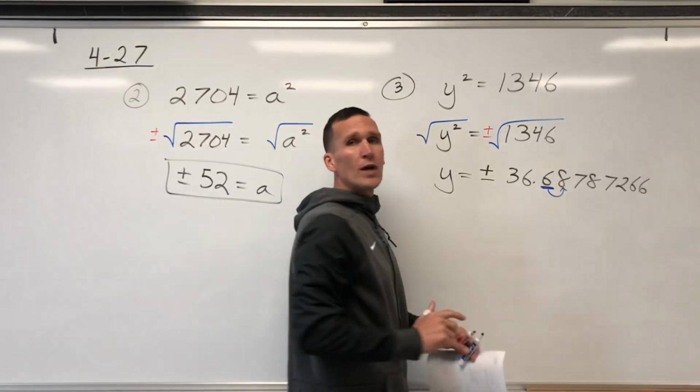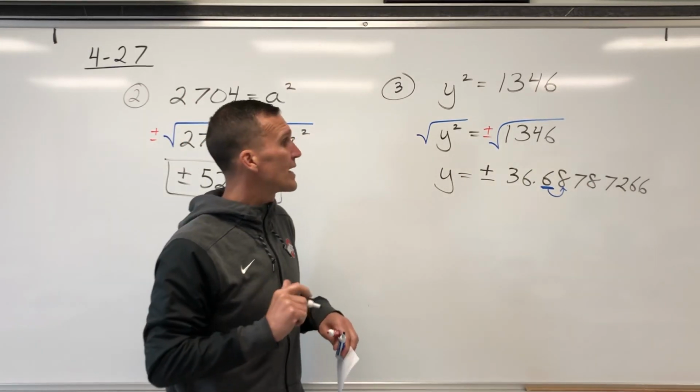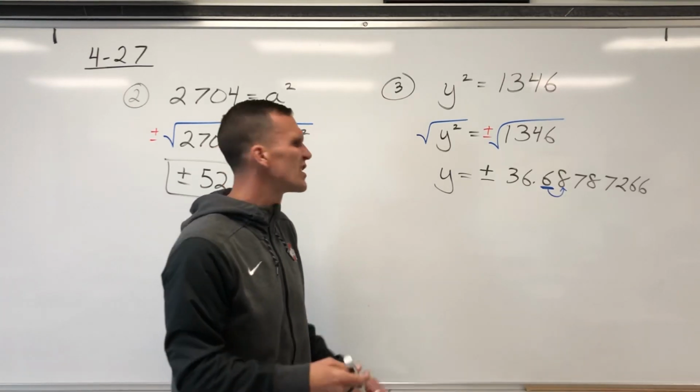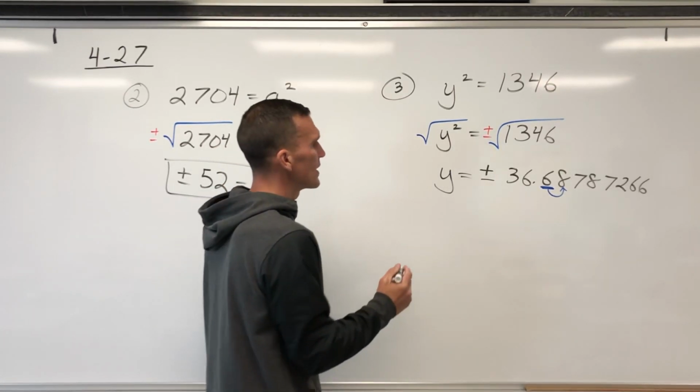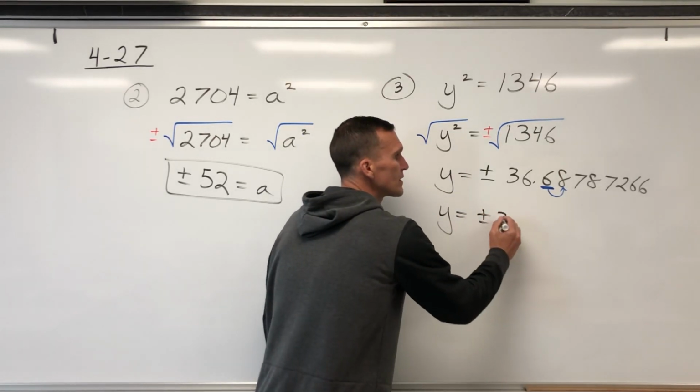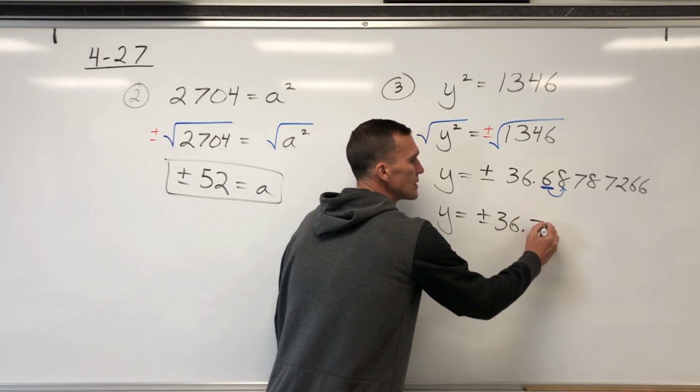Since an 8 or a quote-unquote large number is behind it, we'll take that 6 and bump it up to a 7. If you need any help with rounding, reach out to me and I'll show you a couple more examples. But I would have y is equal to plus or minus 36.7.